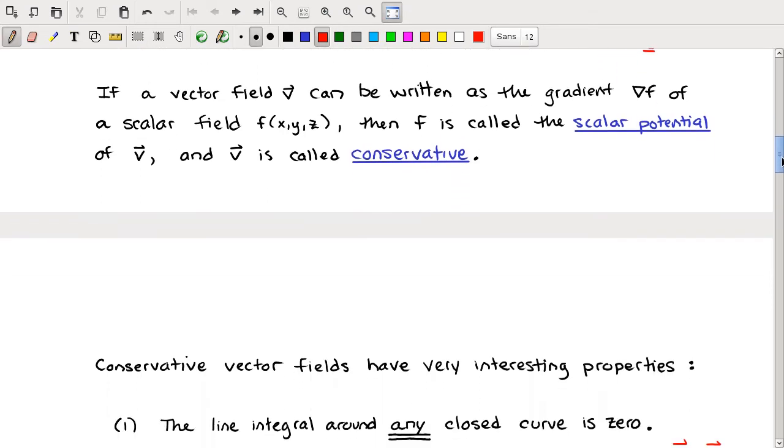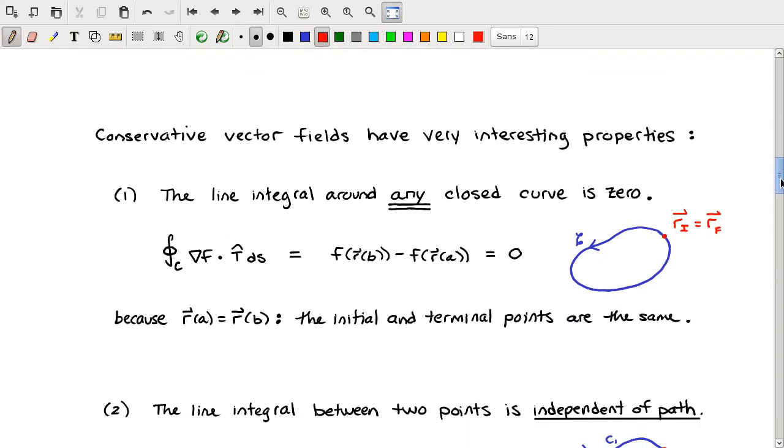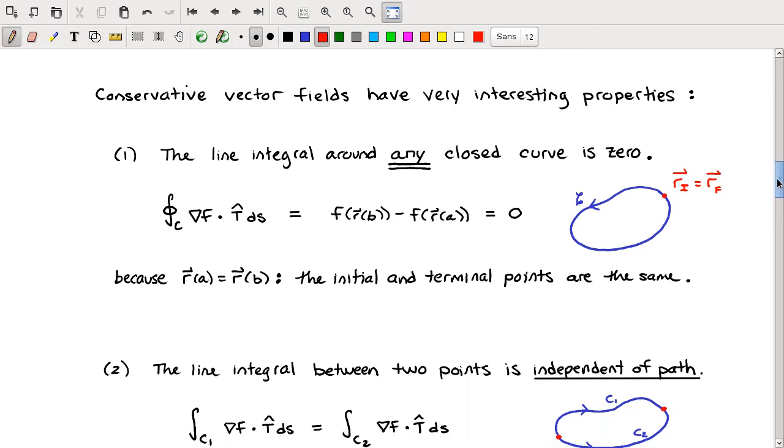So let's learn a little bit more about the properties of these vector fields. They have some interesting properties, and we're going to list a couple of them. First, and this is a little surprising at first, but it makes perfect sense once you think about it a little bit, if we do a line integral around a closed loop, like you see here, we always get 0. Why is that?